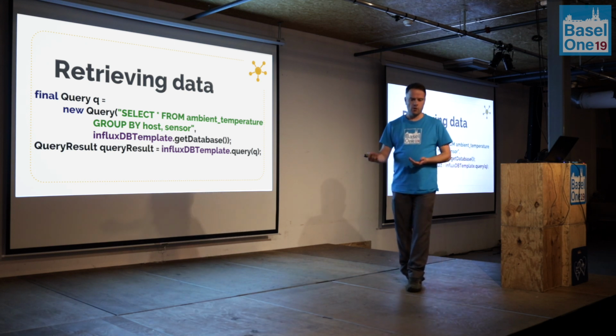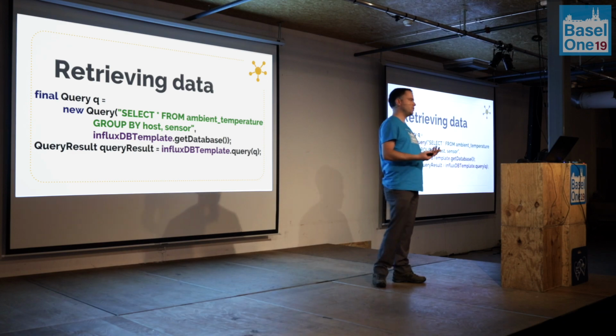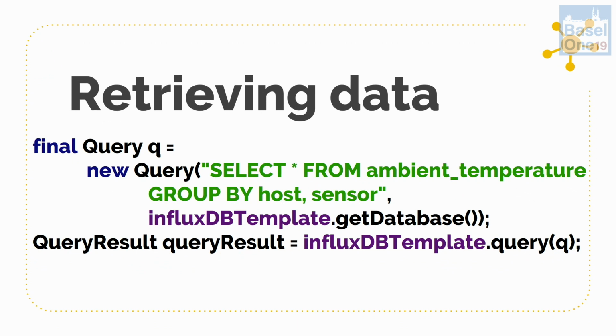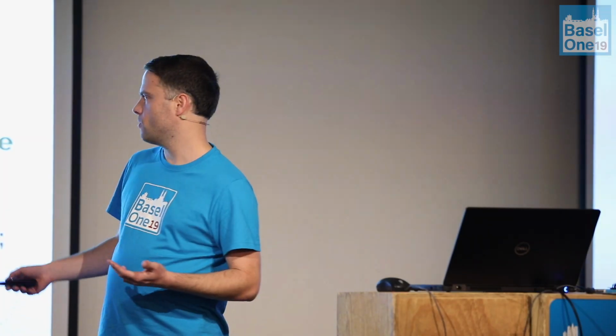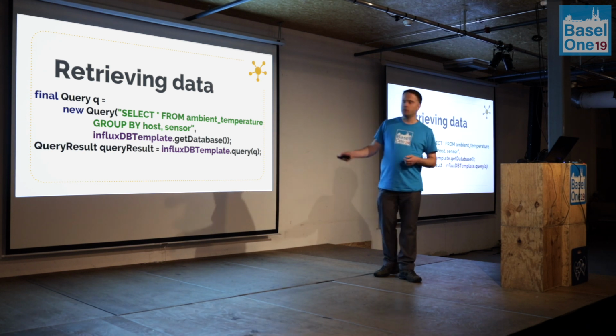So we've seen how we could store the data with different Java clients or with REST. We can also retrieve the data in the same way. So we can write a query, just as we've done before on the Raspberry Pi with the CLI. We simply create a select statement, we group by. We have to manually say which database we want to use, and then we can say InfluxDB template.query, and we will get a query result, and basically we're done.